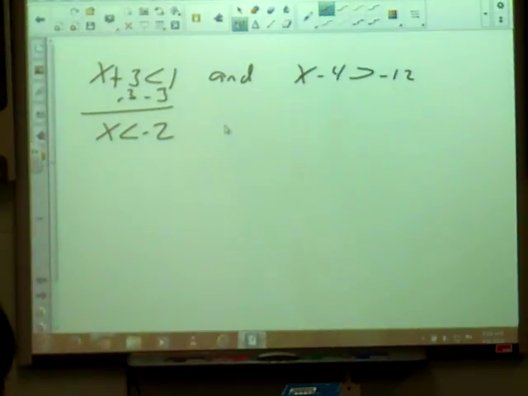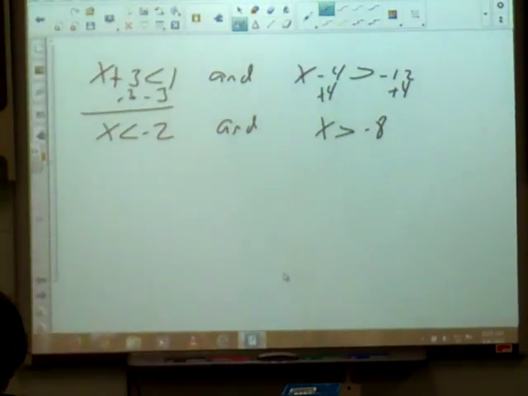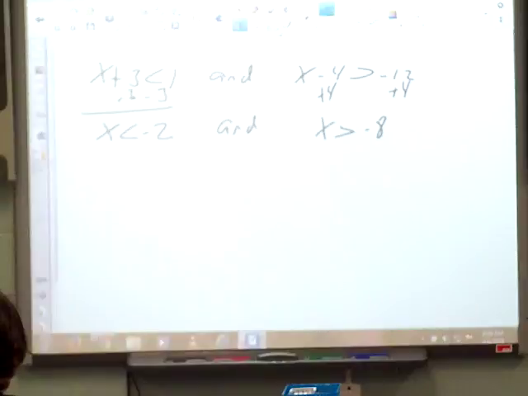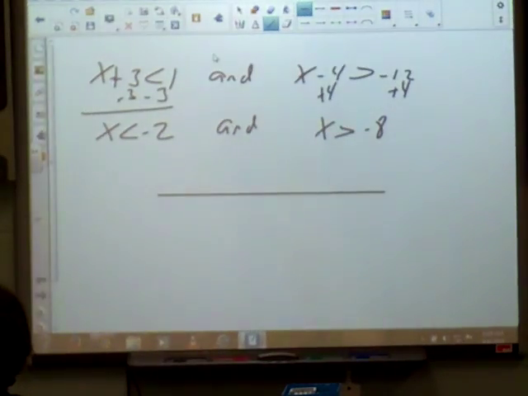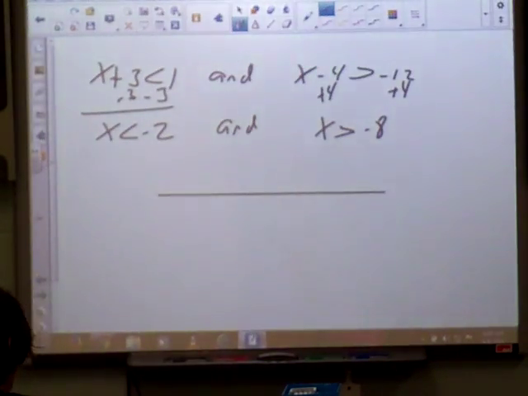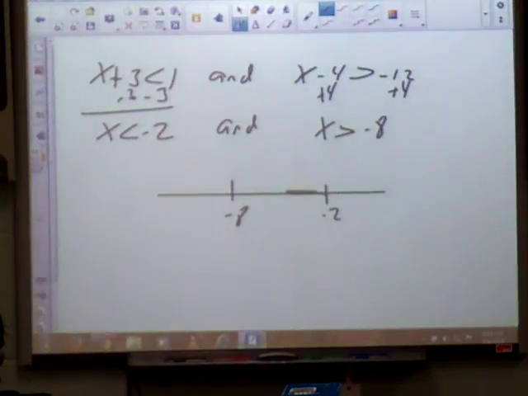Nothing to it, right? And what would I do to isolate the x on the one on the right? Add 4, because 4 is being subtracted. That gives me x is greater than negative 8. So when I go to look at this on the number line now, remembering this was an and, meaning it's an intersection, make sure you get these in the right order. Negative 8 is smaller than negative 2. You've got to remember that, right? Be surprised how many people put negative 2 on the left. This first piece says x is less than negative 2. That means it has to be to the left of negative 2, right?